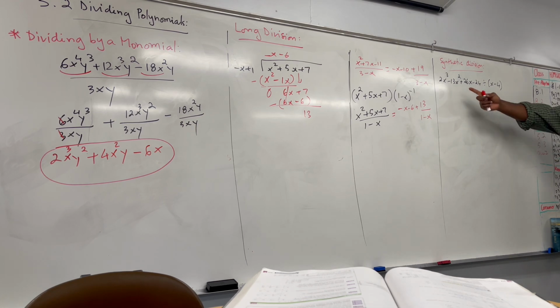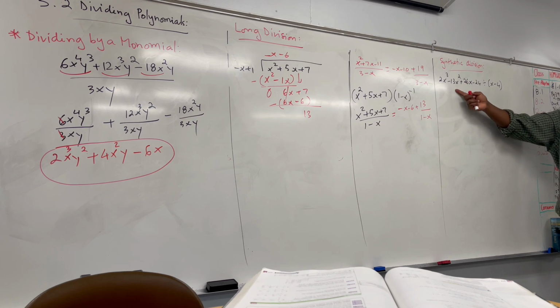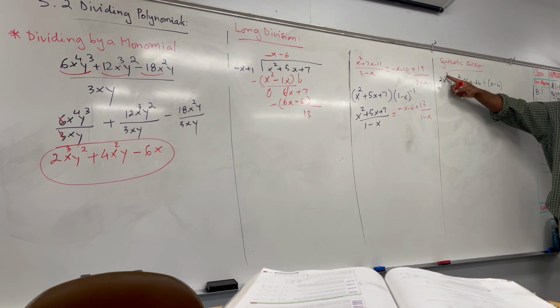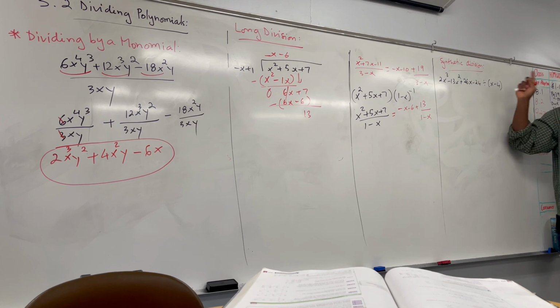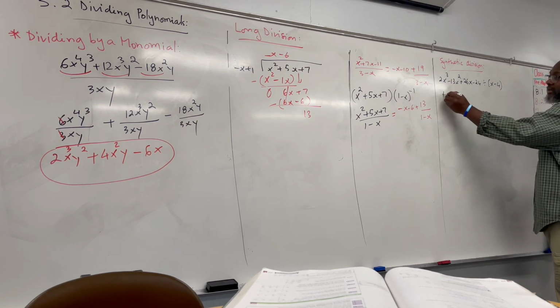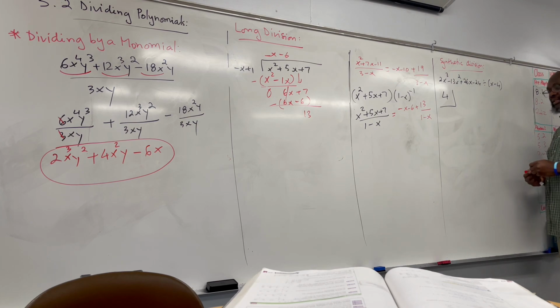This is 2x cubed minus 13x squared plus 26x minus 24. If you pay attention, everything is in the right order: we have the cubic exponent, then the square, then the x, then the constant. Now we divide it by x minus 4. Because this is x minus 4, we write 4 like this and we go like this. This is just the synthetic division.